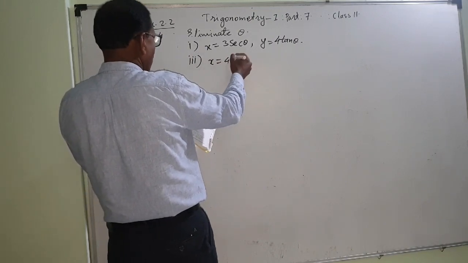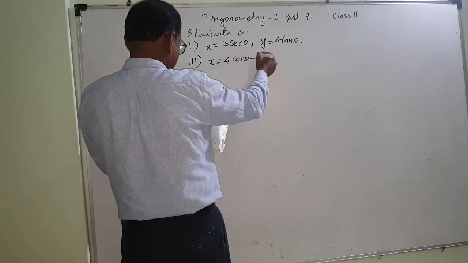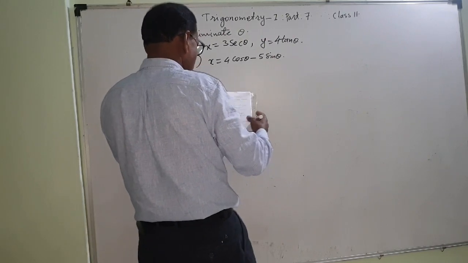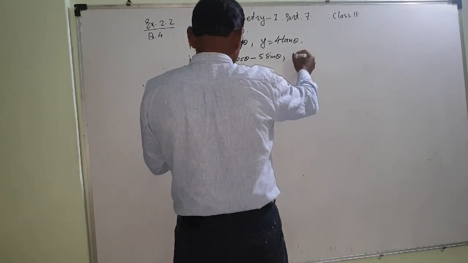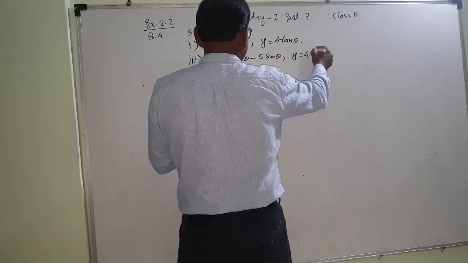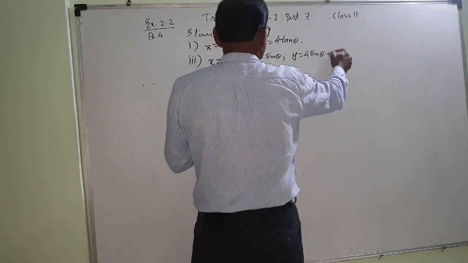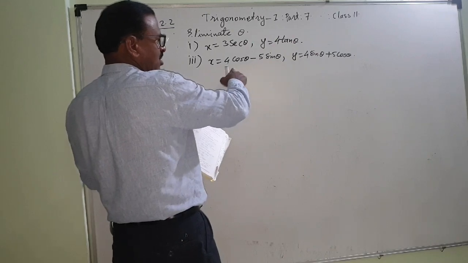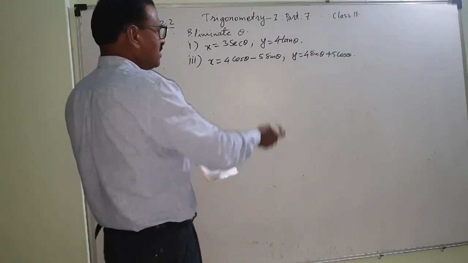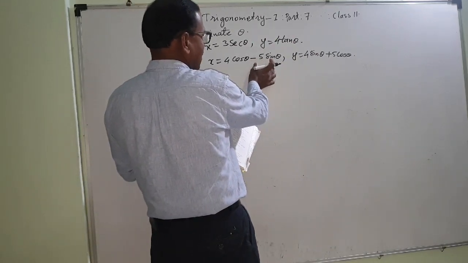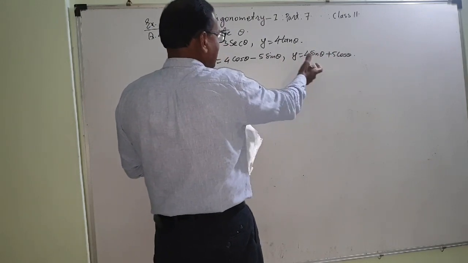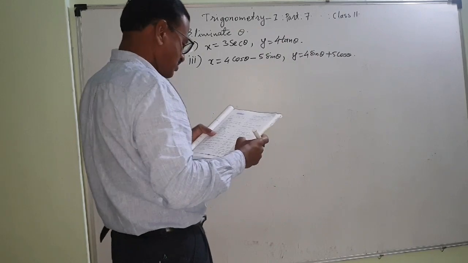X is equal to 4 cos theta minus 5 sin theta, and y is equal to 4 sin theta plus 5 cos theta. This is the simultaneous equation. We have to solve it. You have to find the value of sine and cos by solving the simultaneous equations. See, this is minus 5, this is plus 4. Change the sequence and multiply by the coefficient. This way you can solve it.